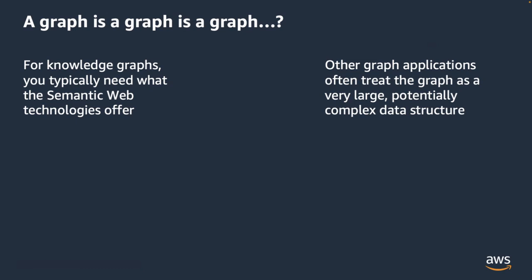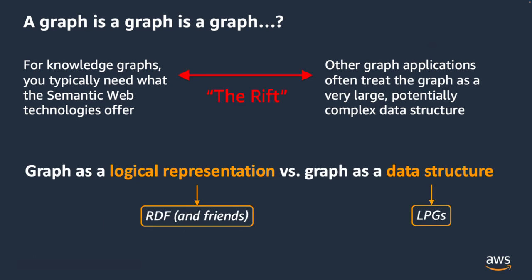What I find when I look at our Neptune customers is that when they're building knowledge graphs, gravitating towards the semantic web technologies is a good idea. But there are other graph applications which often are closed systems, and then the graph is really just a very large, complex data structure. And there's nothing wrong with that. Since the dawn of software engineering, that's what we've been doing. We write code that manipulates data structures, and that's perfectly fine.